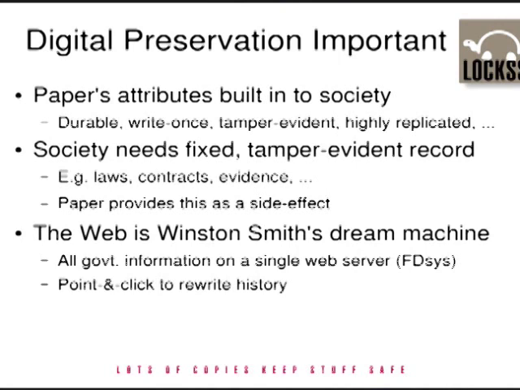To use just one example, the federal government is working hard to ensure that all government information is distributed through a single huge web server run by the executive called FDsys. So in George Orwell's 1984, Winston Smith's job was to rewrite history to keep up with today's fast-changing ideologies. And FDsys would be Winston Smith's dream machine, you know, point-and-click history rewriting. I don't know where the campaign to get Carl Malamud appointed as the government printer has gone, but it would be well worth appointing him because Carl understands this problem.